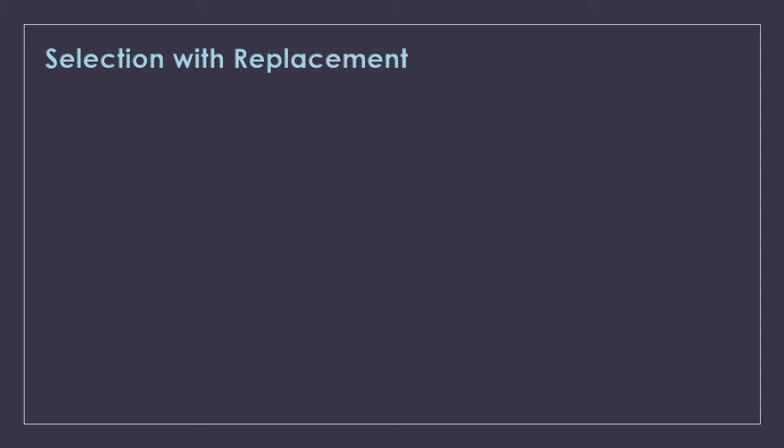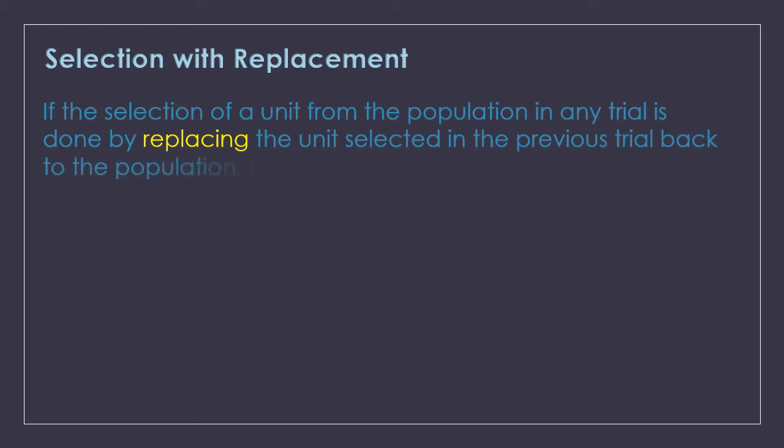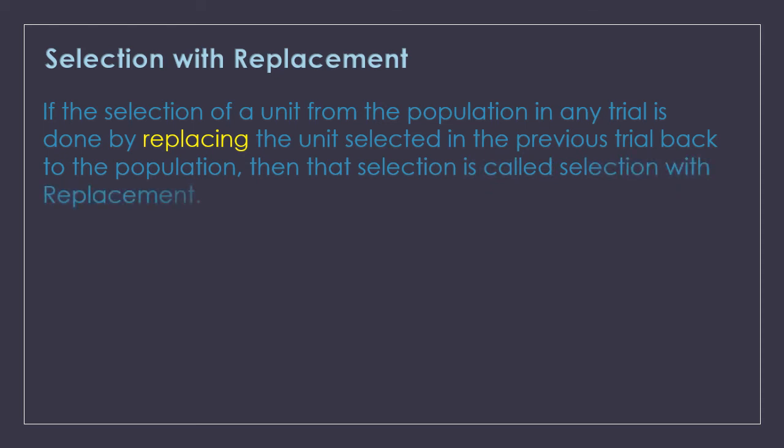Now this is something which I have already explained in my 11th tutorials in the chapter of permutation, combination and binomial expansion. Selection with replacement: if the selection of a unit from the population in any trial is done by replacing the unit selected in the previous trial back to the population, then that selection is called selection with replacement.